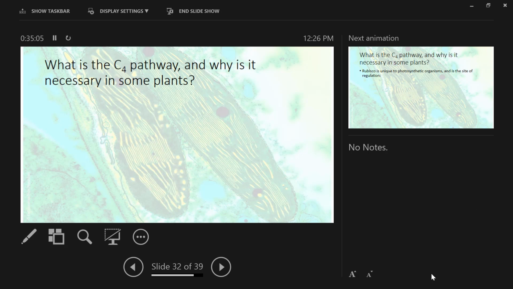All right. What is the C4 pathway and why is it necessary in some plants? Again, these last two questions, you will not find anything on these in your textbook.